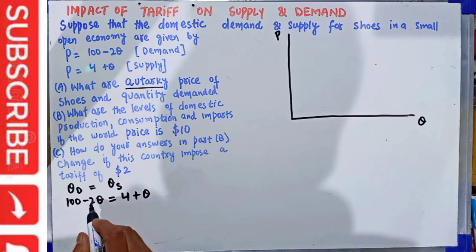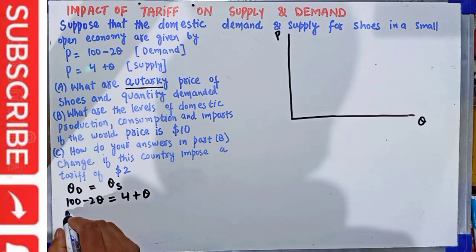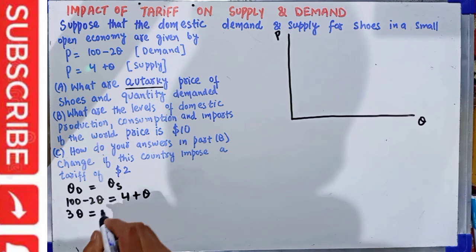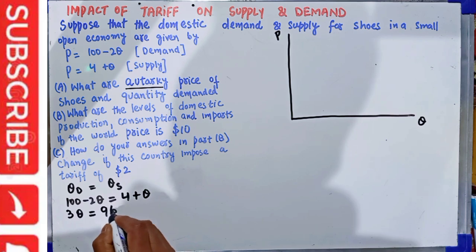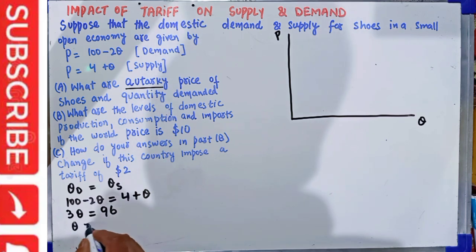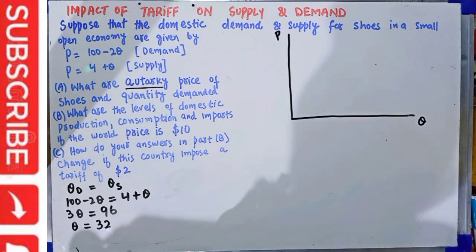So here it becomes 3Q = 100 - 4, which becomes 96. Solving for Q, dividing both sides by 3, we get Q = 32, since 3 times 3 is 9 and 3 times 2 is 6. So that is the quantity demanded. And let's draw the graph here also to make sense of it.